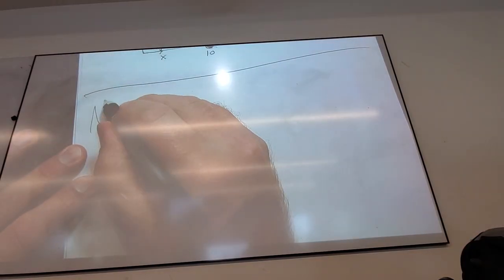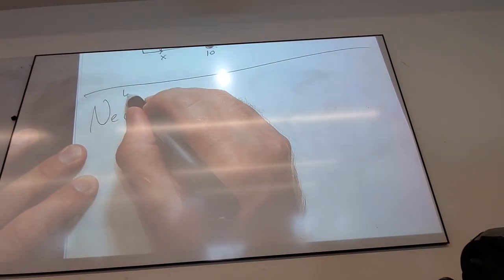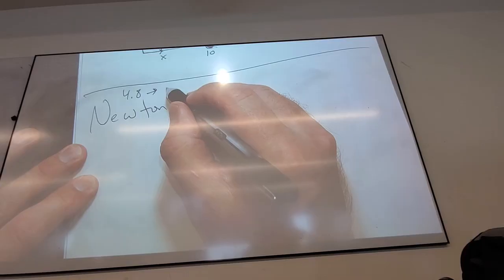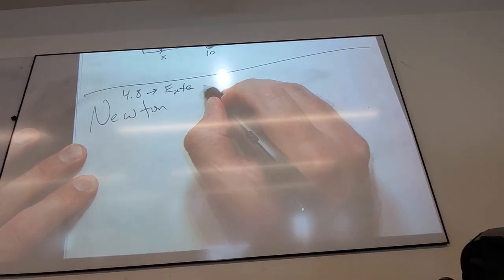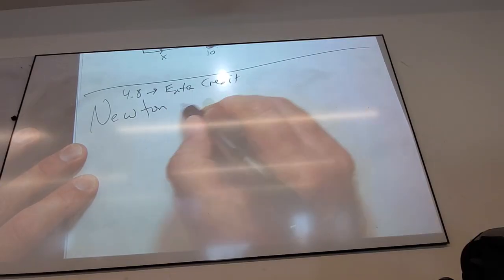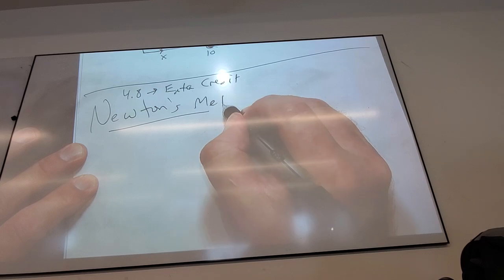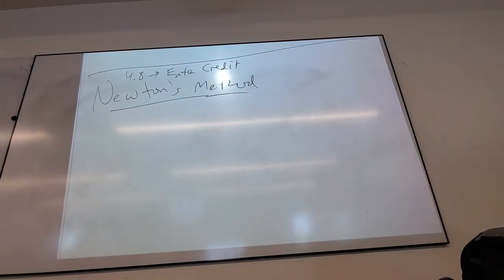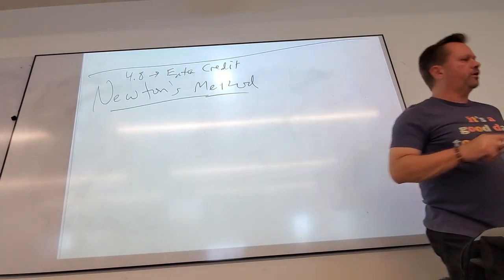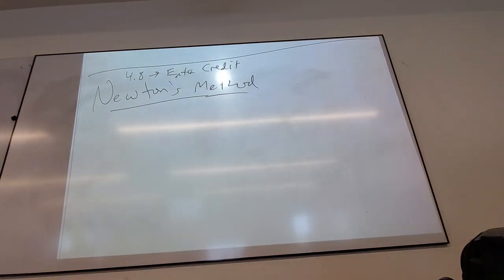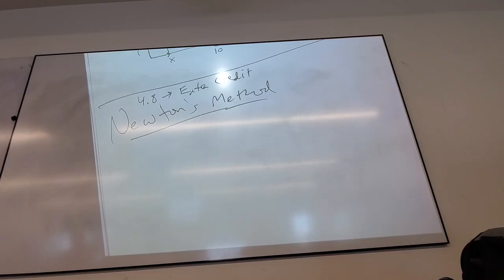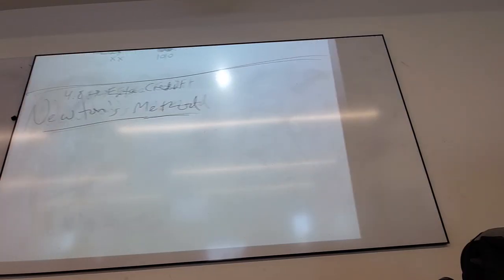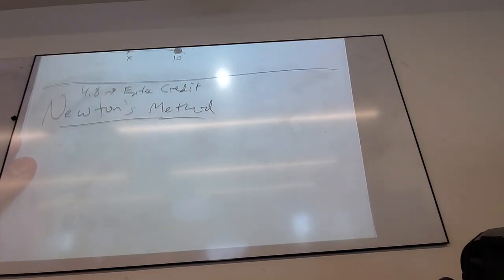So I want to talk about Newton's method a little bit. This is 4.8, and in case you came in late, it's extra credit. But I want to talk about it very quickly. I'm going to go through it kind of quickly. I do have a handout for it that might help you if you want to try this homework. I'll give that out here in a bit. I need more room here.